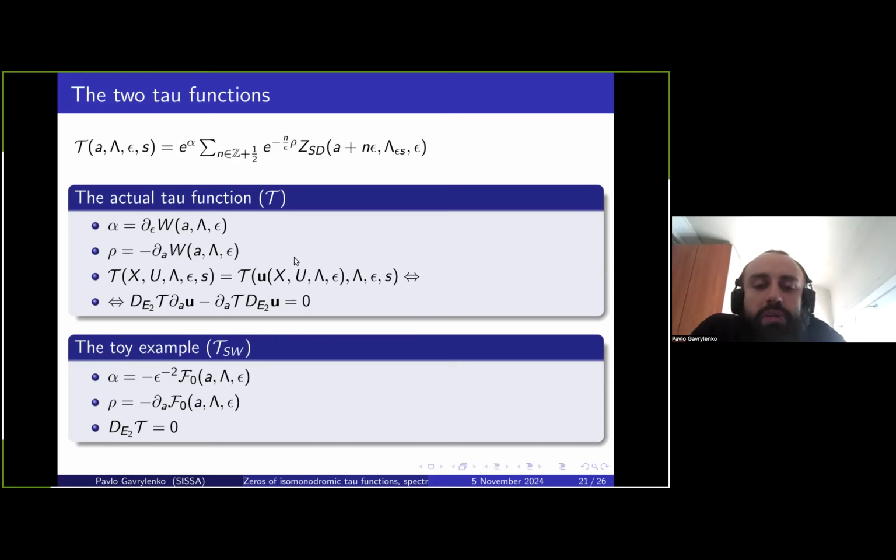So this statement means that we should have the following equality for its derivatives in E2 and in some other variable, for example, A. But actually, it's easier to study an example of the tau function, which for some reason is also nice. The tau example is when we keep only the leading term, and this genus 0 point terms in alpha and rho. Since we substitute everything in terms of Seiberg-Witten.